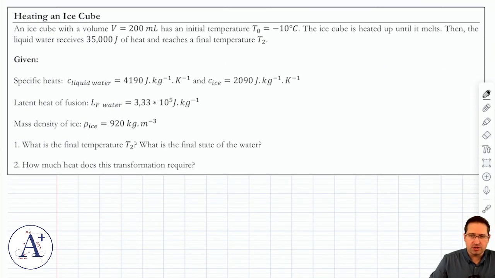So let's do a couple problems just to get a hang of this thing. We're going to start with this one, which is also going to be about heating an ice cube. And we're told that we have an ice cube with a volume of 200 milliliters. We'll get to that problem later. It has an initial temperature of minus 10 degrees Celsius. It is heated up until it melts. Then the liquid water receives 35,000 joules of heat and reaches a final temperature T2. First question, what is the final temperature T2 and what is the final state of the water? And then how much heat does this transformation require overall?